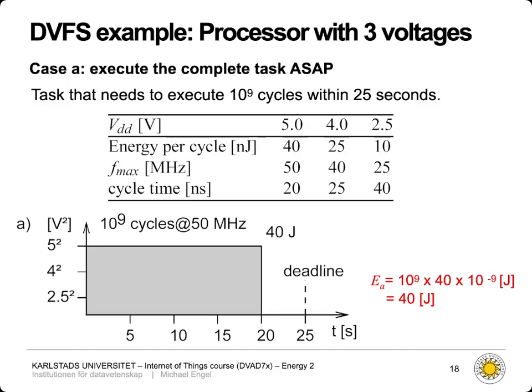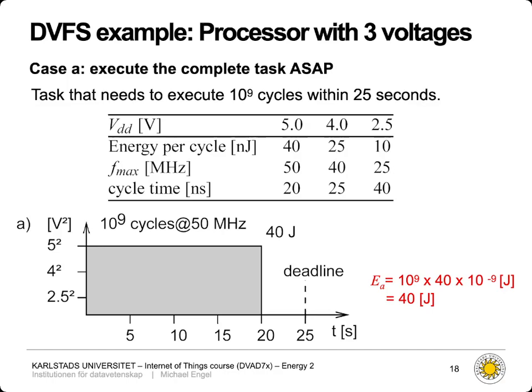And so we have this diagram showing the time on the x-axis and the supply voltage squared on the y-axis, which gives us an indication of power and time. So the area of the rectangle would indicate the complete overall energy consumption. We would execute 10 to the 9 cycles at 50 megahertz, because we want to execute the complete task as soon as possible. And this, in our example, would take 40 joules of energy. The calculation for this is shown on the right-hand side in red.